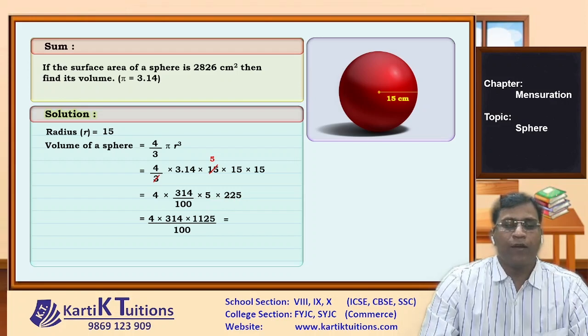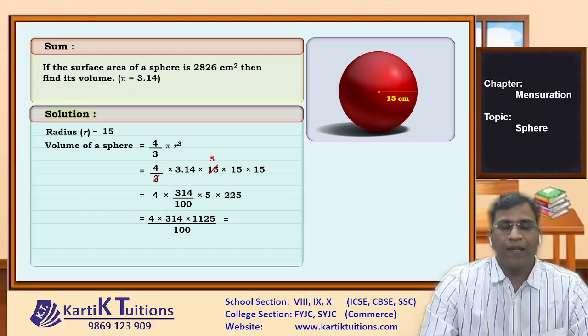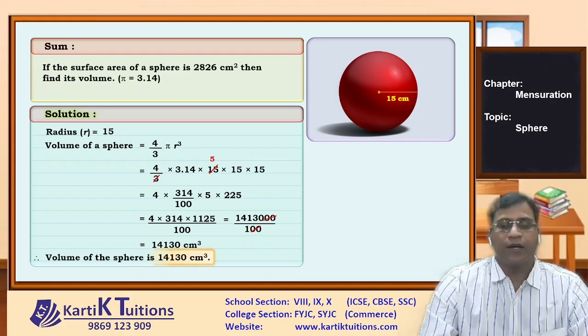Now first we'll multiply the numerator, because in the denominator we have 100, so we have two zeros, so we can cancel those zeros with the zeros we'll get in the numerator. So just multiply the numerator terms. You will get this as 1413000 upon 100. Two zeros got cut. So basically the volume of the sphere you will get as 14130 centimeter cube. So the volume of the sphere is 14,130 centimeter cube.